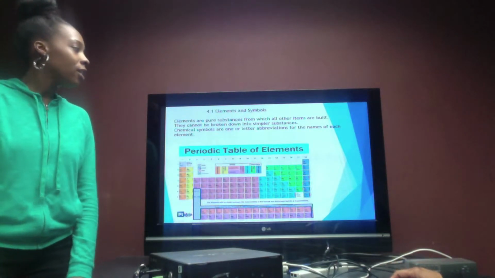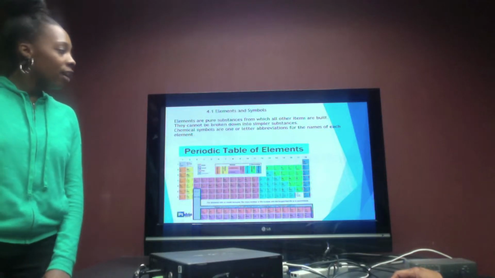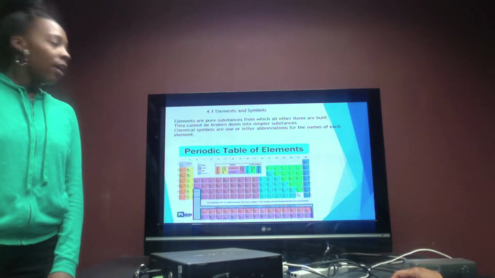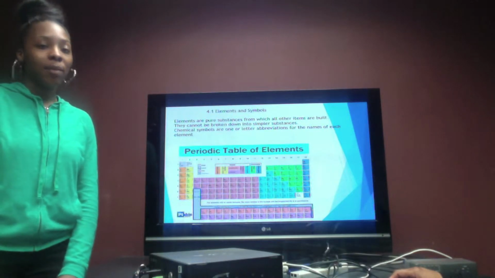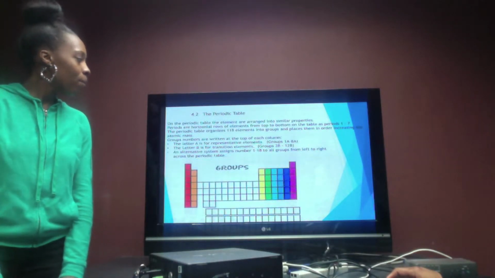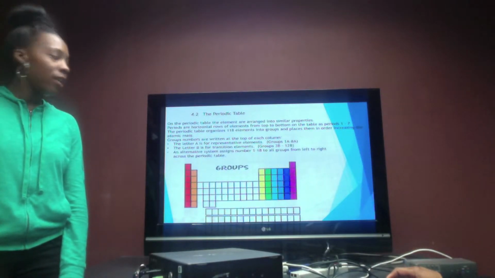Elements are pure substances from which all other items are built. They cannot be broken down into simpler substances. Chemical symbols are one or more abbreviations for the names of each element. On the periodic table, the elements are arranged by similar properties.